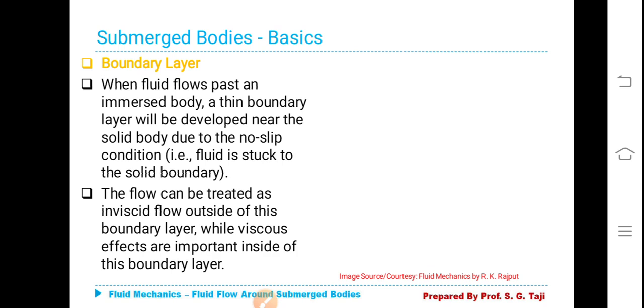Boundary layer. When fluid flows past an immersed body, a thin boundary layer will be developed near the solid body due to the no slip condition. That is, fluid is stuck to the solid boundary. Second point, the flow can be treated as inviscid flow outside of this boundary layer, while viscous effects are important inside this boundary layer.